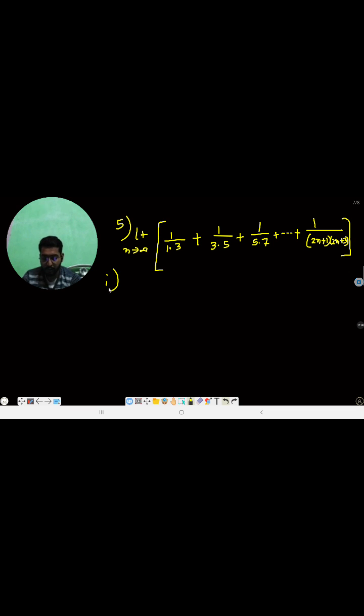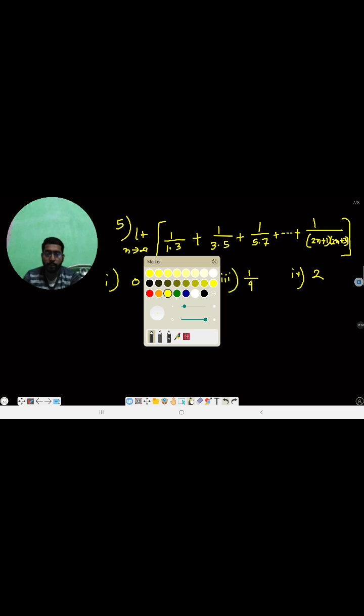First option is given 0, second option is given half, third option is given 1 by 9, and the fourth one is given 2. So those are the options, 0, half, 1 by 9 and 2. Now how to do this one? This is a very interesting problem.